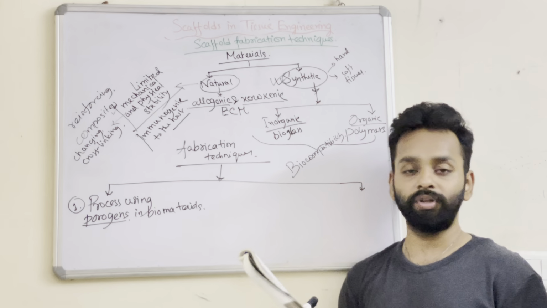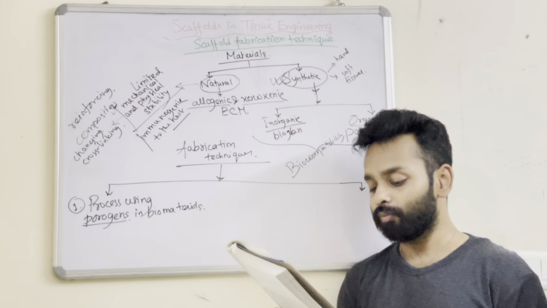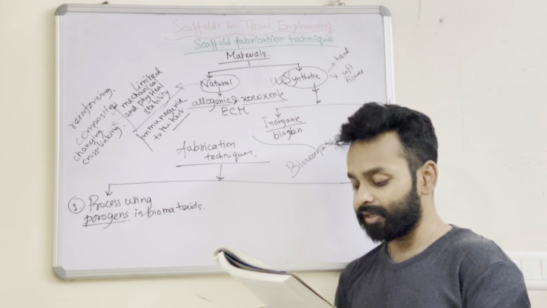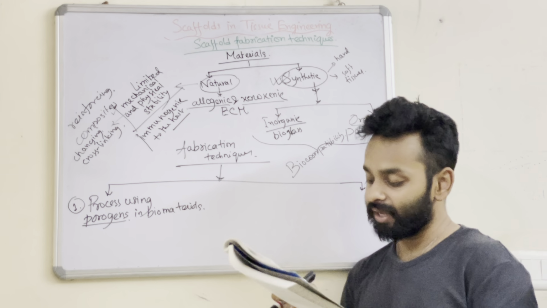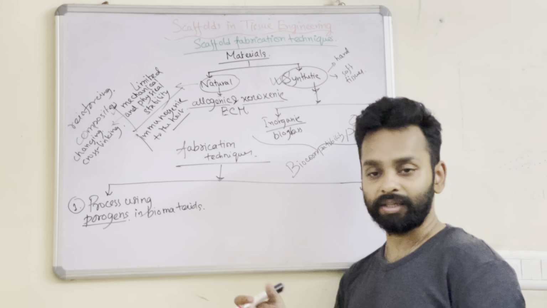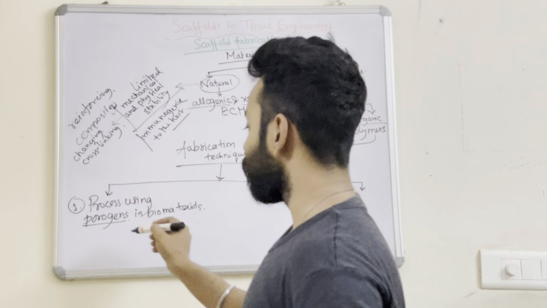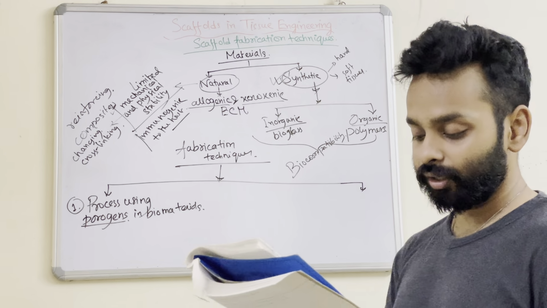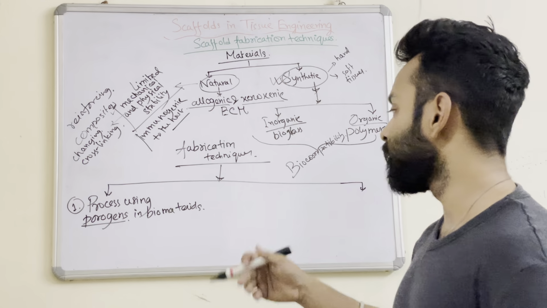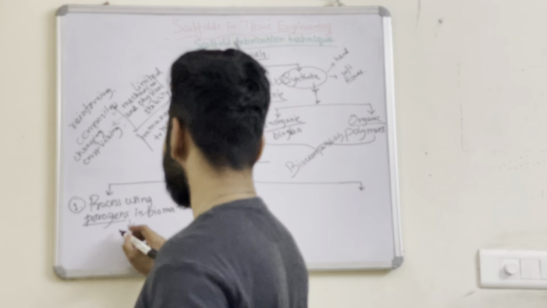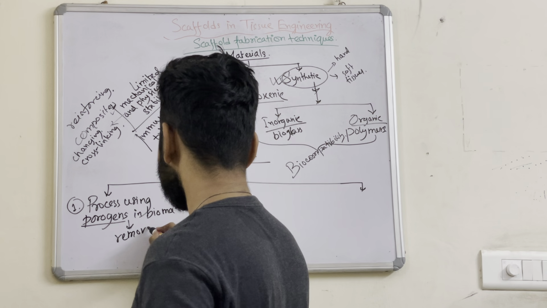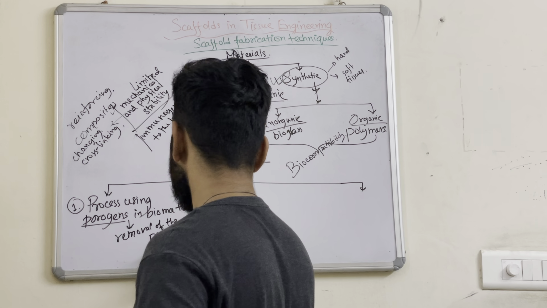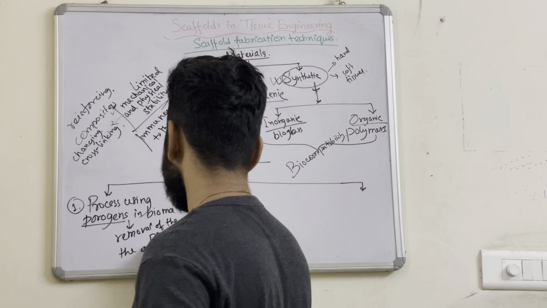So after fabrication, these porogens can be removed using appropriate steps such as sublimation, evaporation, and melting to get the porous scaffold. So after incorporating the porogens, these porogens are removed through sublimation, evaporation, or melting processes to leave behind a porous scaffold. So after removal of the porogen, the porous scaffold is obtained.